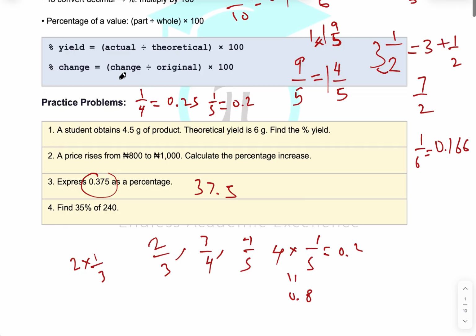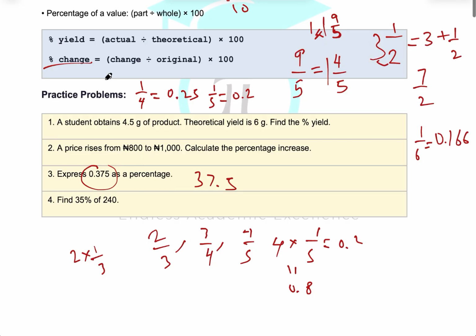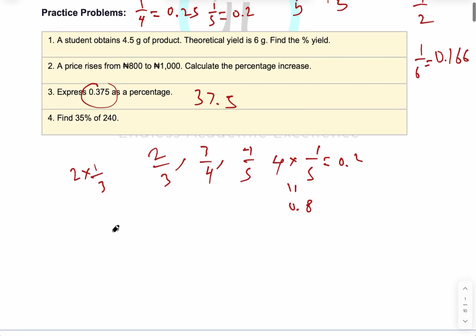So in this case, I want to teach you percentage change. Percentage change is simply the change over the original value multiplied by 100. And when I say original value, many people usually mistake it. For instance, let's say there's a change from 30 to 50, and you want to find the percentage change. The change itself is 50 minus 30, which is what? 20.